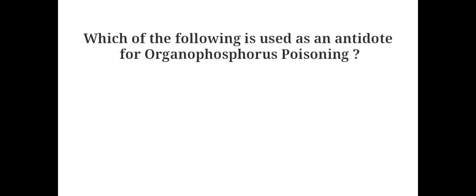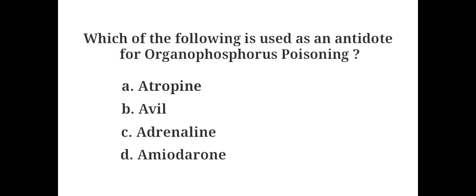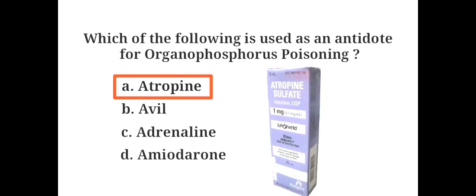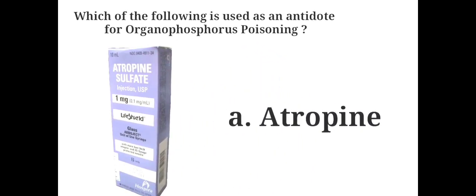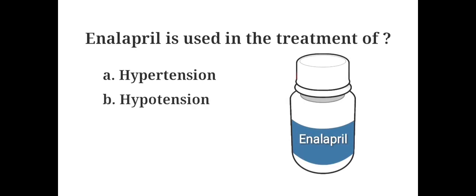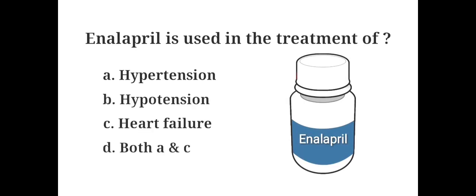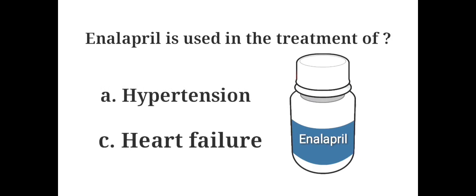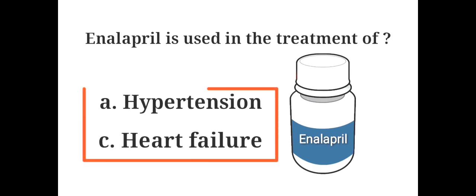Which of the following is used as an antidote for organophosphorus poisoning? A. Atropine, B. Avil, C. Adrenaline, D. Amiodarone. And the answer is A. Atropine. Atropine is used as an antidote for organophosphorus poisoning. Enalapril is used in the treatment of A. Hypertension, B. Hypotension, C. Heart failure, D. Both A and C. And the answer is D. Both A and C. Enalapril is used in the treatment of both hypertension and heart failure.